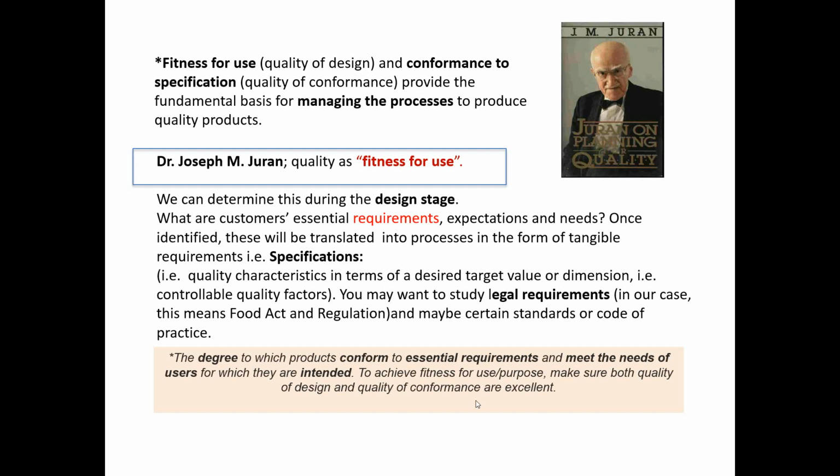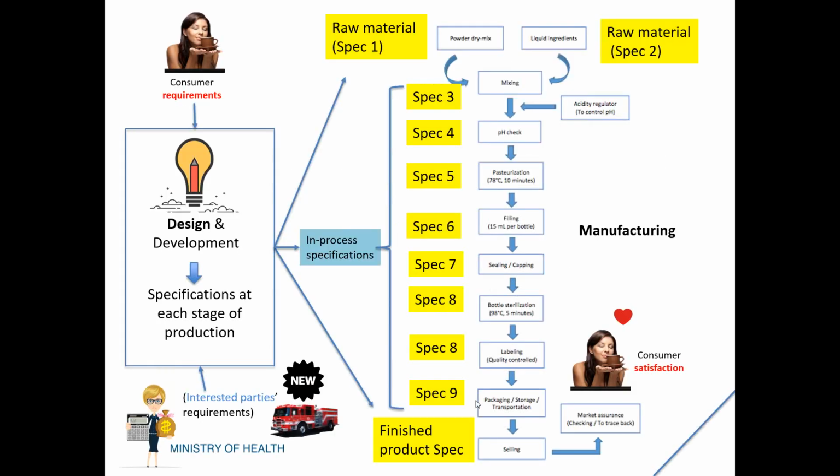So you may want to study also legal requirements. For instance, in our case, we use a lot of the Food Act and regulations, but do not stop there. There are other possible standards. SIRIM, Department of Standards produce standards for certain products. There are hundreds of products with standards. You can refer to the standards to get these typical good requirements or specifications that you can learn or study. Or there are codes of practice to have a look at and try to fulfill.